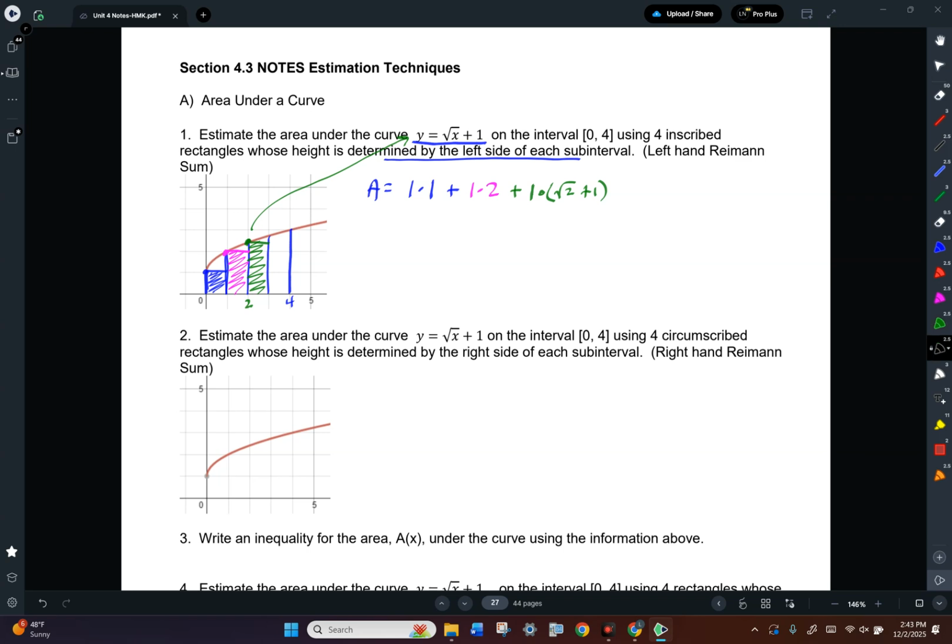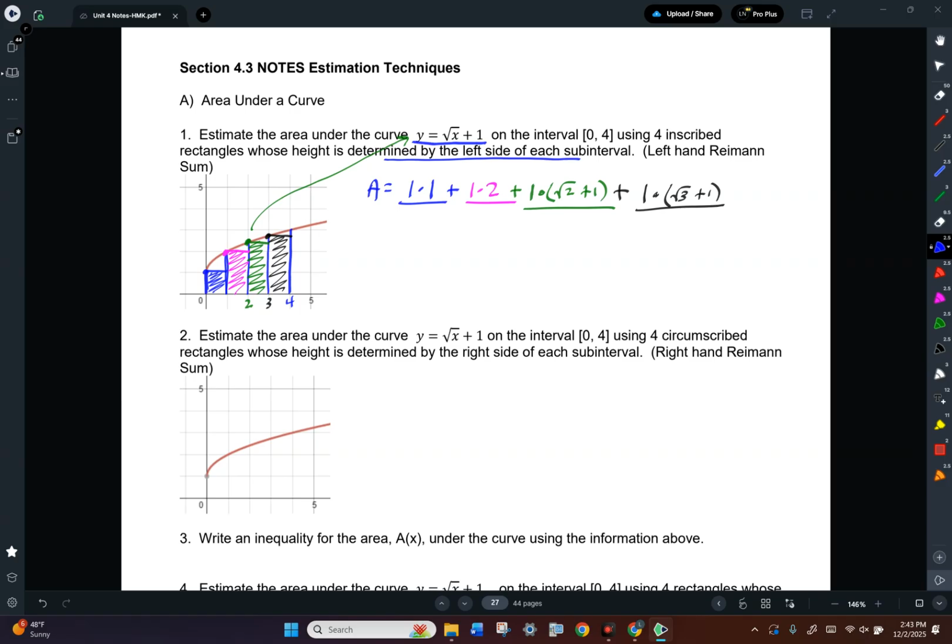And let's go to the last rectangle. So if the left side determines the height, there's the height. So this one is still a base of 1, and this time the height is determined by x equals 3. And if I plug 3 into the curve, I'm going to get square root of 3 plus 1. So there are 4 rectangles represented here that I'm adding up.